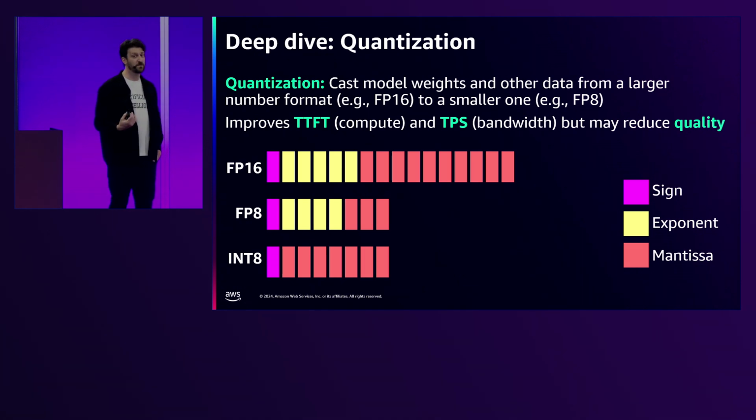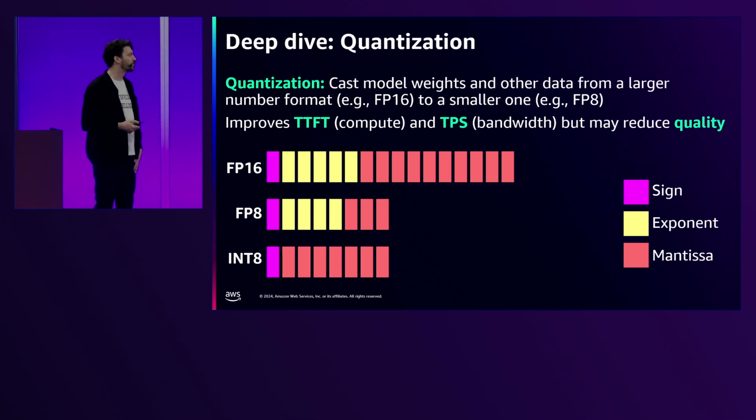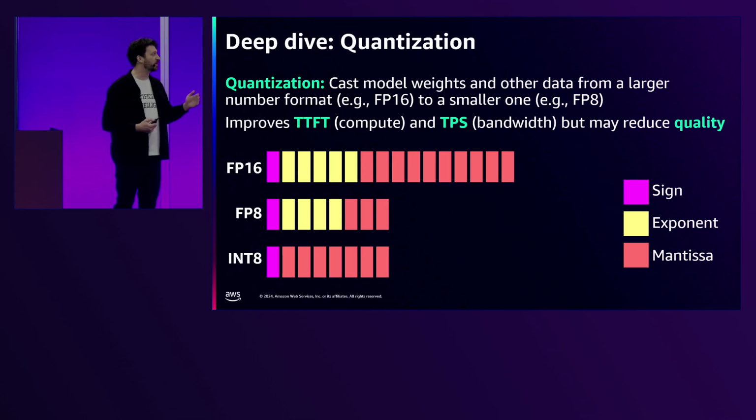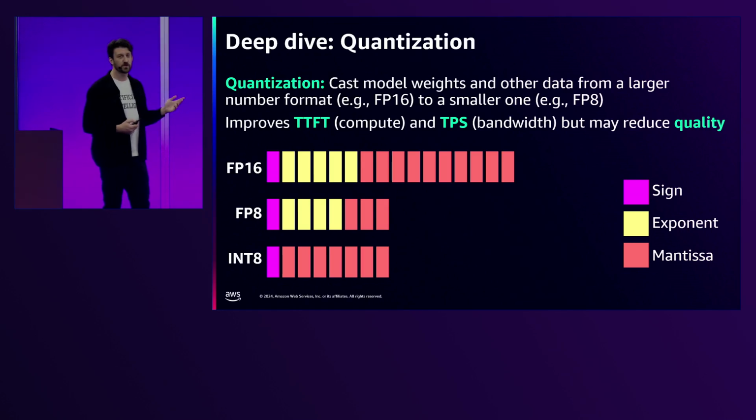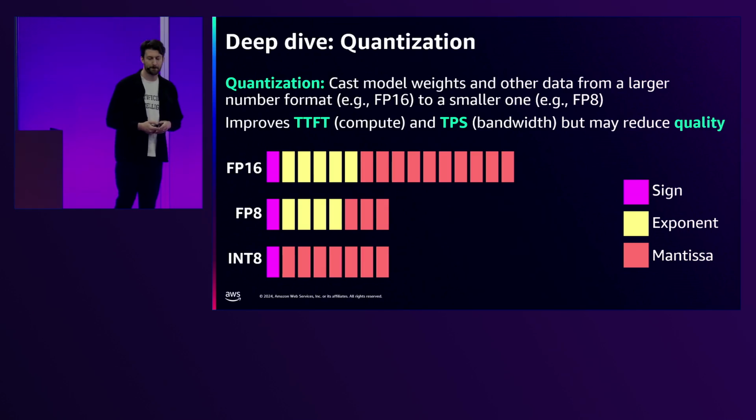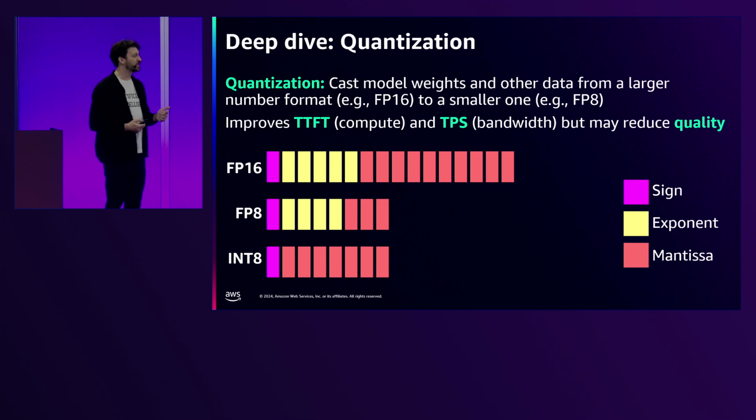And so how does that feel in terms of what it gives us? Well, it improves the time to first token, so it's going to be faster. It's going to improve our tokens per second, so that's going to translate to cheaper. But it may reduce the quality of our model. It's faster, it's cheaper. It might be a little bit worse.